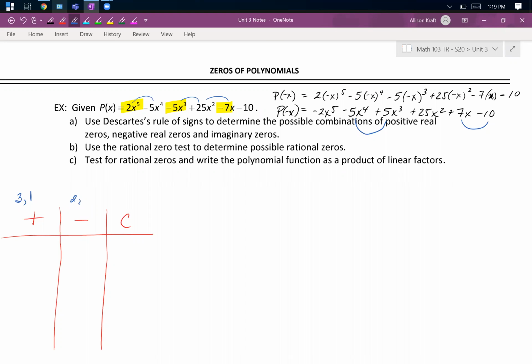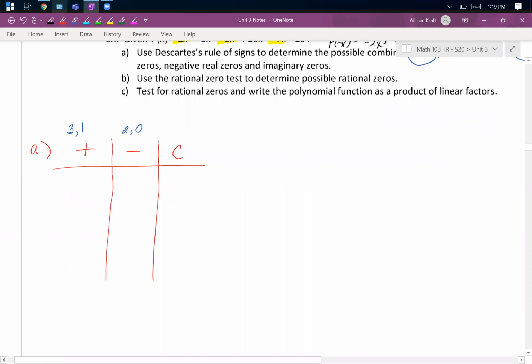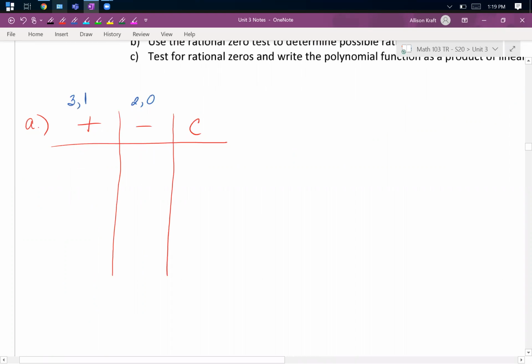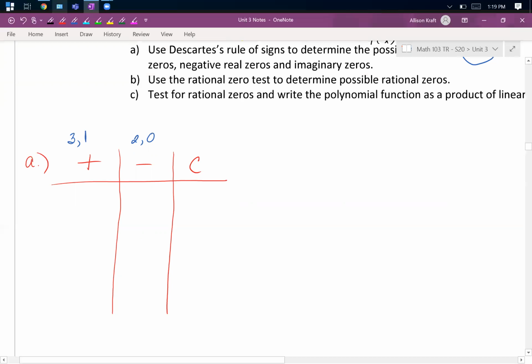Is that a number that makes sense when we're talking about a quantity? Yes, sure. 0 is a second option. We subtract 2 a second time, we get negative 2. Does that make sense? No, it doesn't. Can't have our quantity in terms of a negative number. So I have 2 options for positives, 2 options for negatives. Now I just need to do every possible combination.